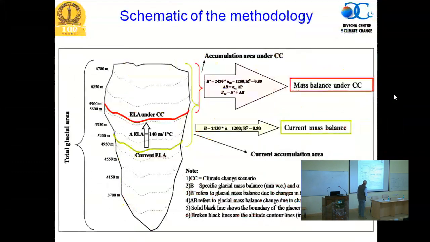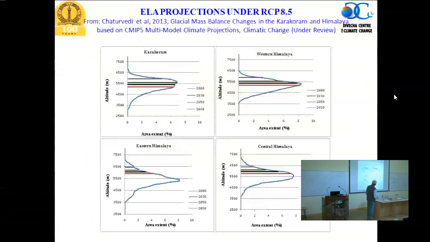What it means is we can convert that change in temperature and change in precipitation by using the equilibrium line altitude, about which I was talking to you earlier, and the area altitude distribution of the glacier. We can then estimate the mass balance, the current mass balance and the mass balance under climate change conditions. One of our papers is shortly coming out, and you can see how the equilibrium line is going to change with time in different parts of the Himalaya: Karakoram, Western Himalaya, Central Himalaya, Eastern Himalaya.